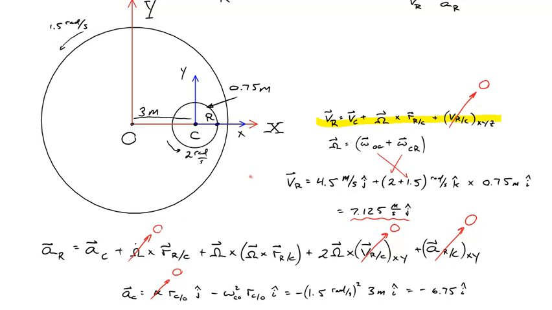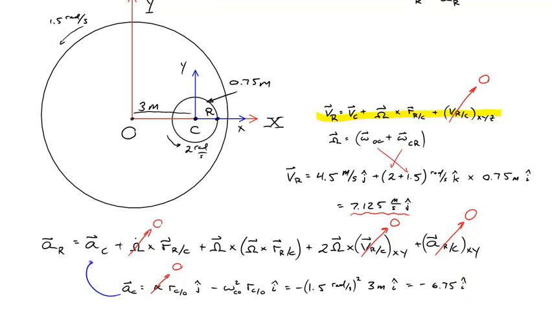Omega CO, like I said, is steady at 1.5 radians per second. So negative omega CO squared, multiplied by the position of C relative to O, 3 meters in the I hat direction, and we come up with an acceleration in the negative I hat direction. The acceleration of C is pointing straight towards O, the center of the platform, at about negative 7 meters per second squared in the I hat direction. So we know that. Let's throw that into that part of the equation.